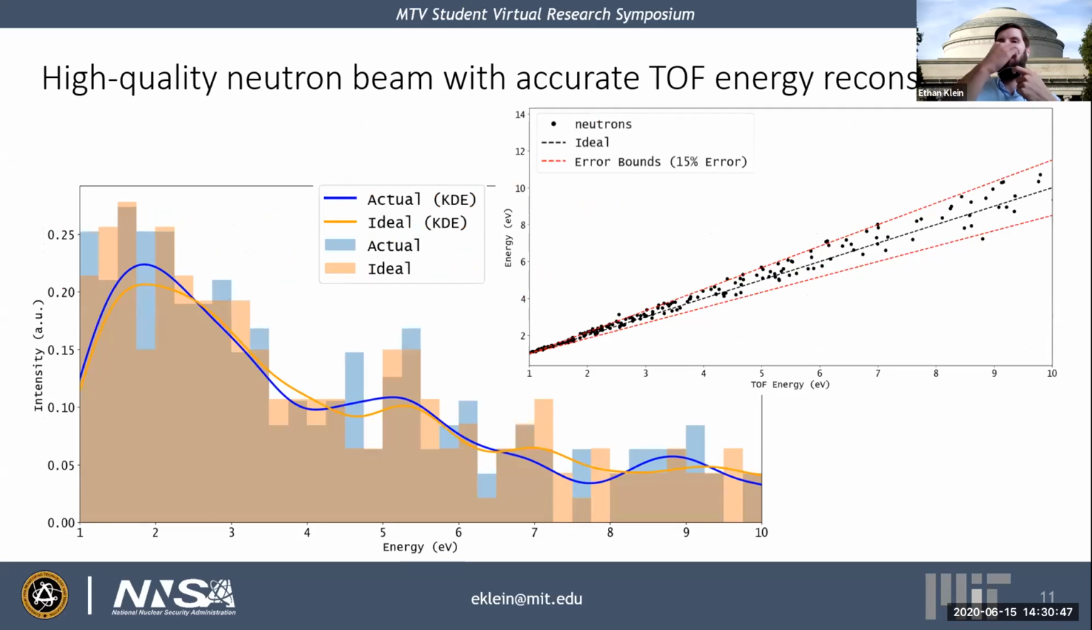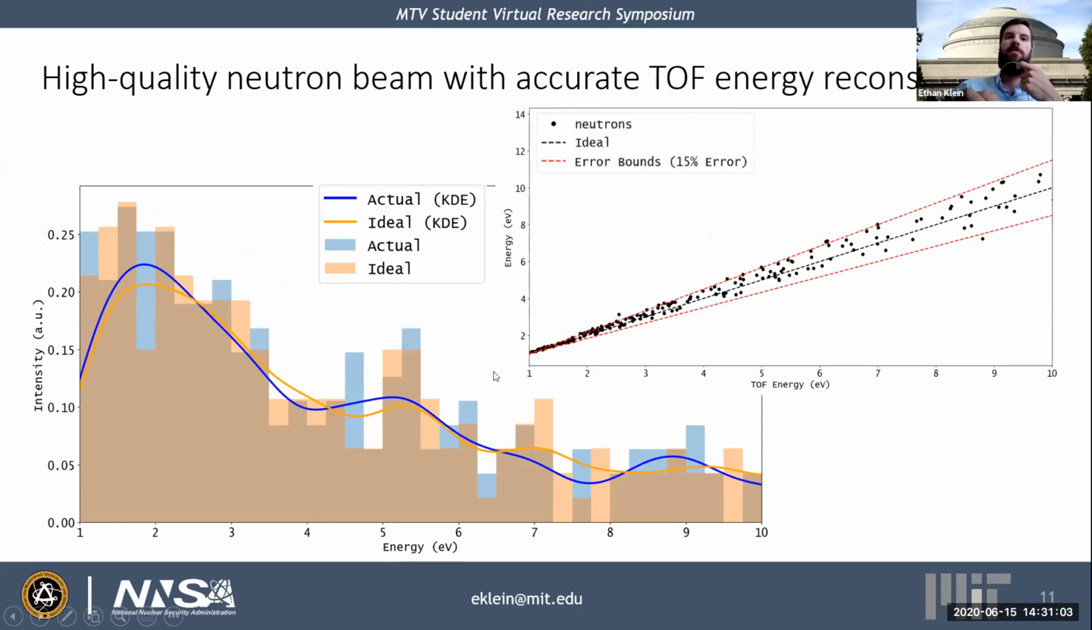Here are just some additional figures just to demonstrate that, again, the vast majority of these neutrons on the x-axis, I have their time of flight energy reconstruction, y-axis is their true energy. And so we see that the vast majority of them are within 15% error, which is pretty good.